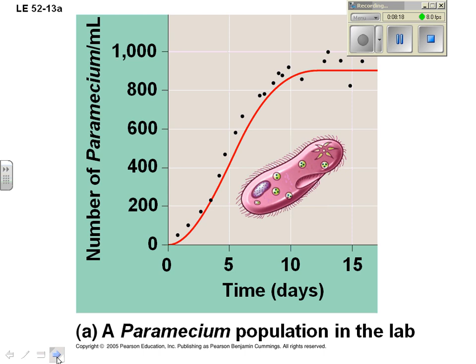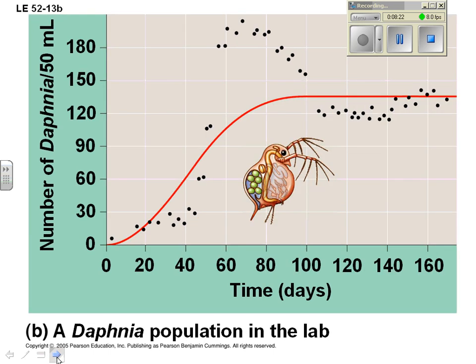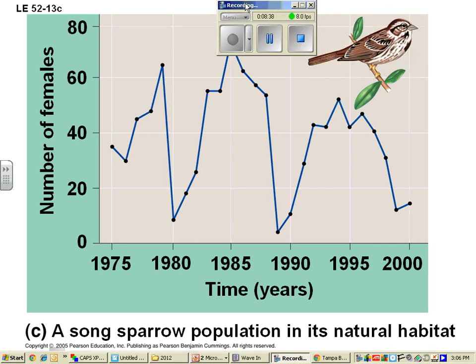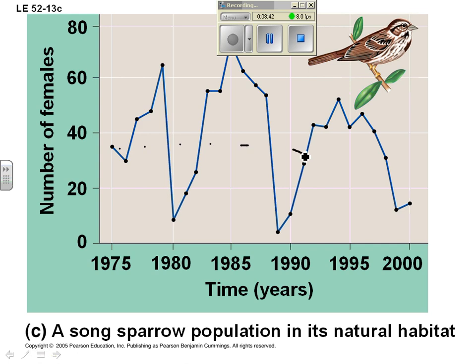So, for example, a paramecium population in the lab shows K logistic growth. Here's the population of Daphnia, and I'm not sure why they didn't trace this. Exponential growth at first, then it drops off to a certain number. Here's the population of sparrows in their natural habitat. Okay, notice there's a very wide disparity, but you can kind of find a growth number in there.